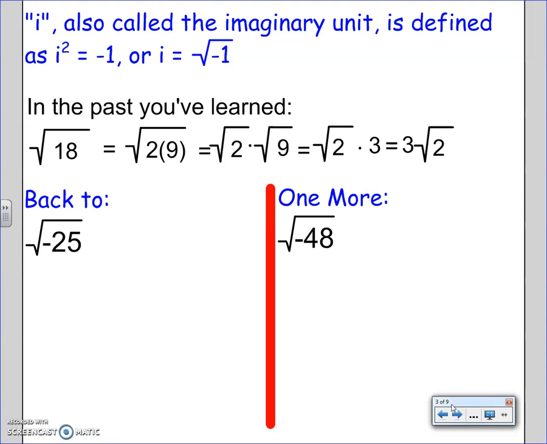Alright, so i is called the imaginary unit. It's defined as i squared equals -1, a very important fact. Or if you square root both sides, i is also equal to the square root of -1.